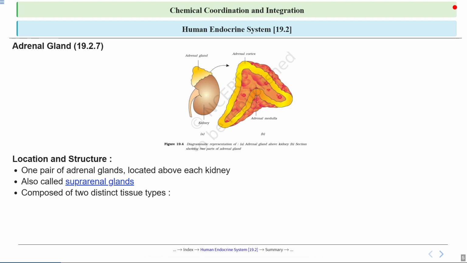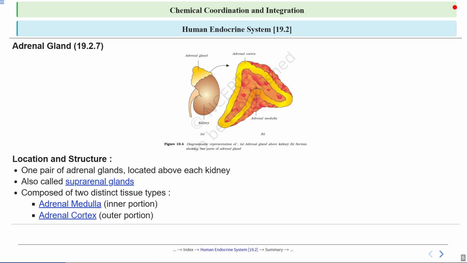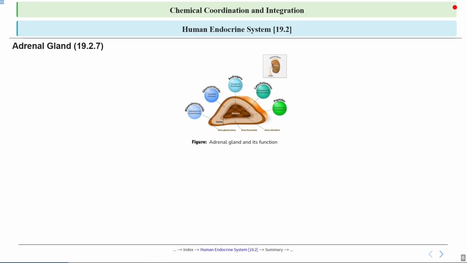As I told you, it is composed of two distinct tissue types. First we have the adrenal medulla, which is the inner portion. And then we have the adrenal cortex, which is the outer portion, so it is the outer layer. The adrenal cortex is responsible for producing hormones like cortisol, aldosterone, and androgen. These hormones help regulate metabolism, blood pressure, and stress response, and they are very important for maintaining the body's balance and responding to various physiological needs. You can see in this picture the adrenal glands and their main function.